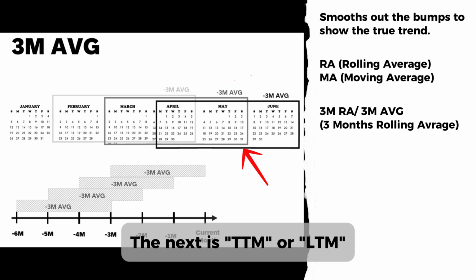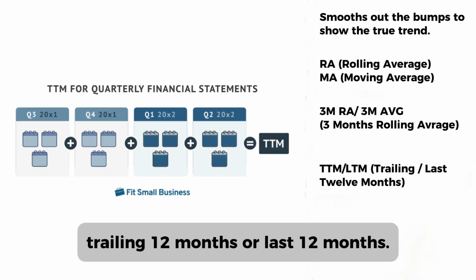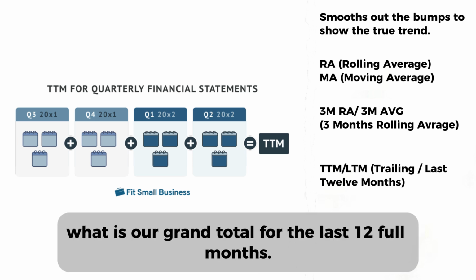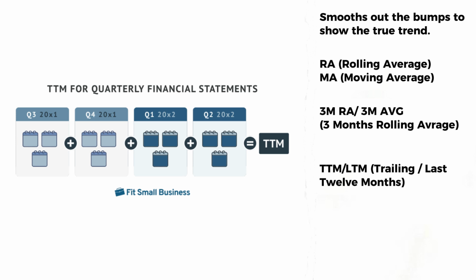The next is TTM or LTM, trailing 12 months or last 12 months. This is a favorite in finance and the stock market. It answers: what is our grand total for the last 12 full months? It gives you a full recent-year picture of performance, updated every month.